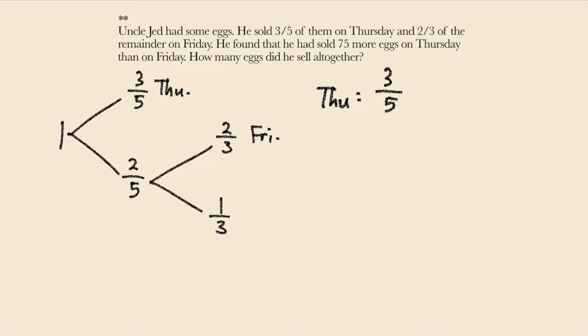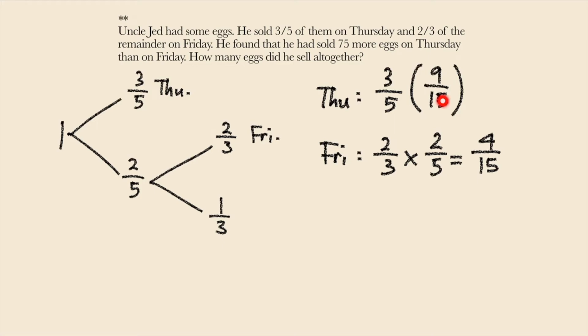So what's sold on Thursday? 3 over 5. Quite obvious. What's sold on Friday? Definitely not 2/3. It is 2/3 times 2/5, meaning 4 over 15. And again, why should the total be different? 15 versus 5. So let's turn that into 9 over 15.